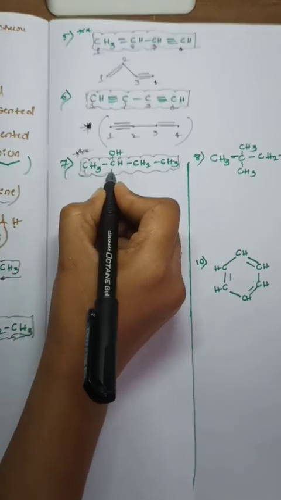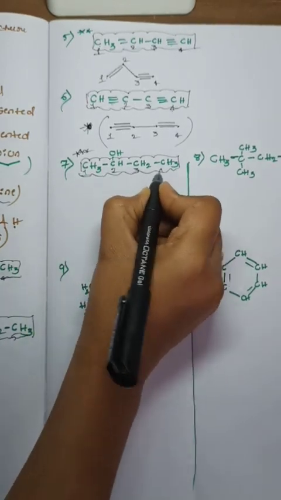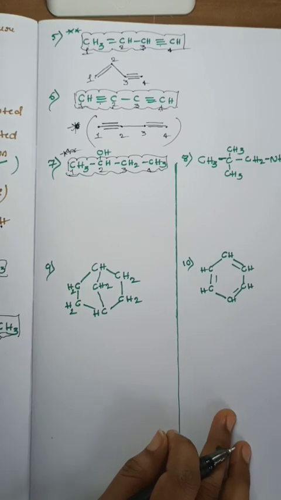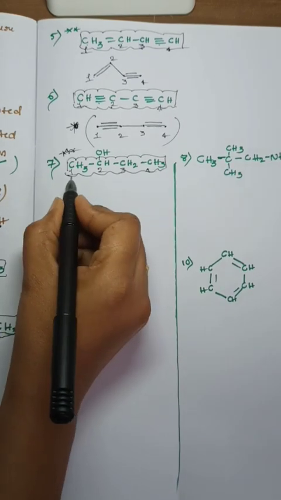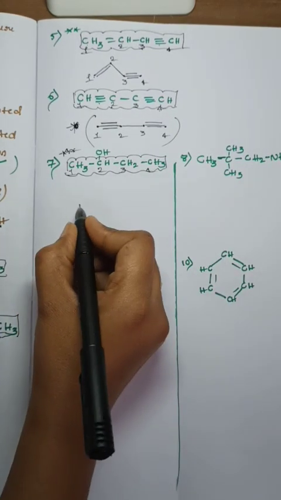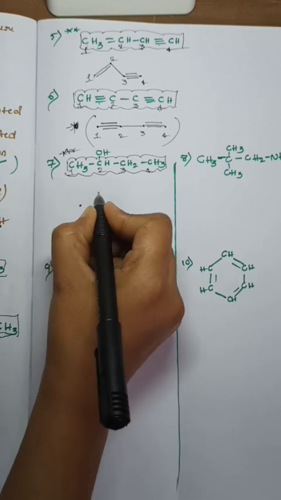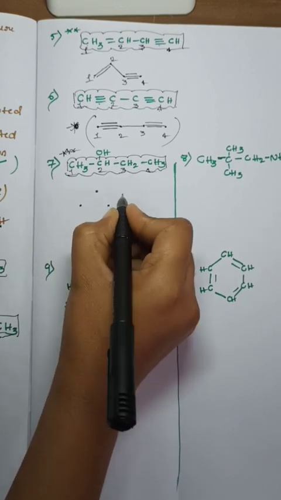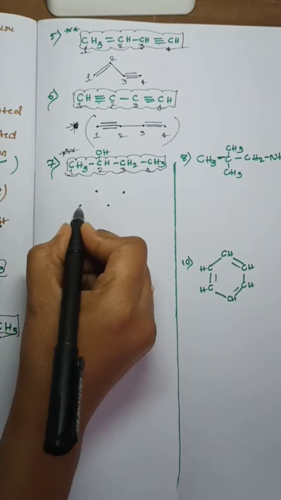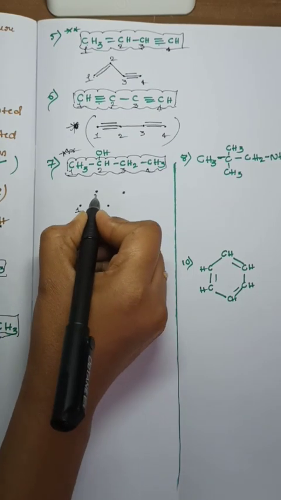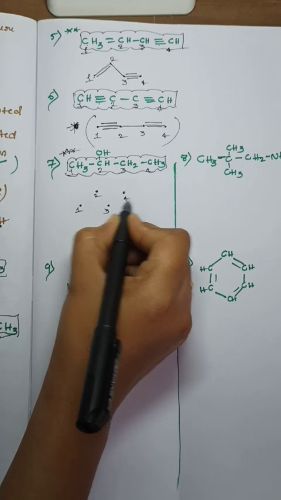Here, this is first one, this is second one, this is third one, this is fourth one. Correct? Next, these 4 carbons we have to represent in a zigzag manner like this. 1, 2, 3, 4. Correct? This is considered as the first carbon, this is second, this is third, this is fourth.